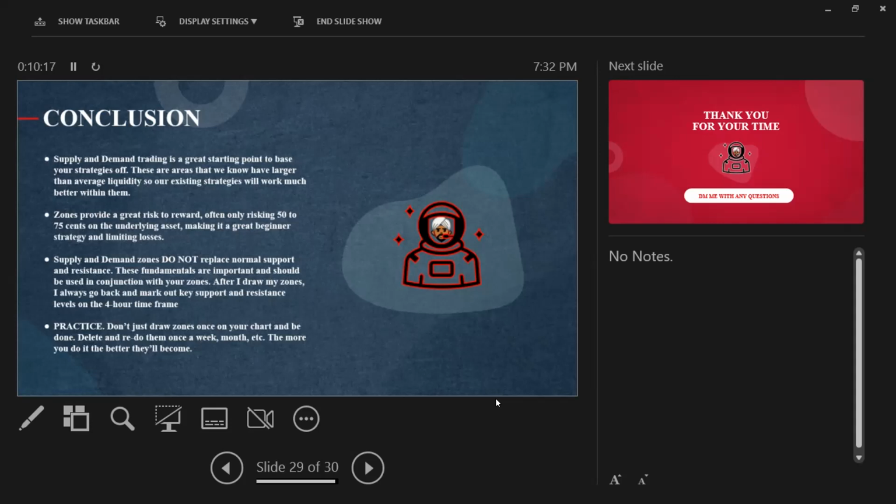It makes your losses really small. As long as you stay disciplined, if price broke my zone and went against me, your losses will be very small and you will remain profitable. This is a good beginner strategy.